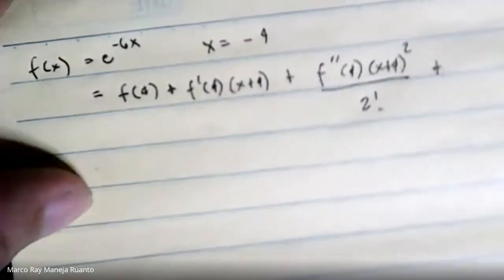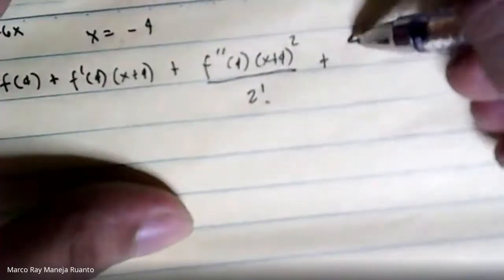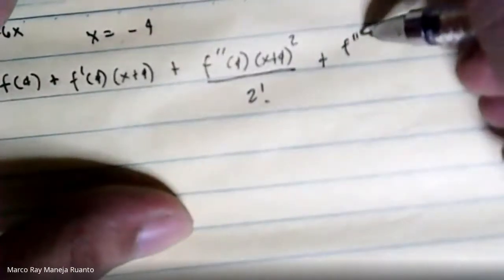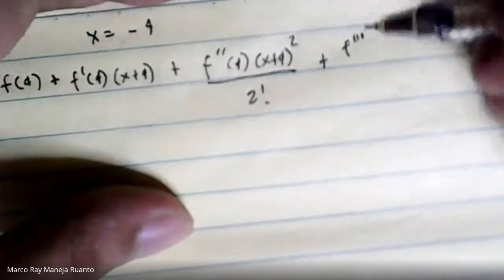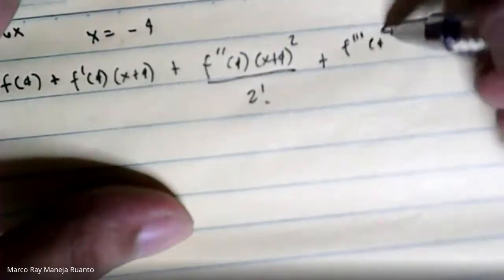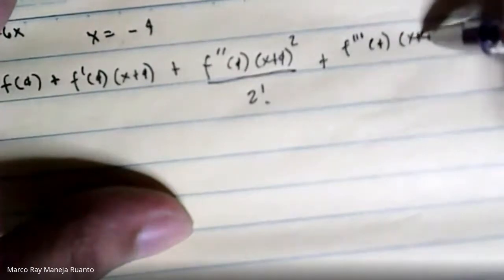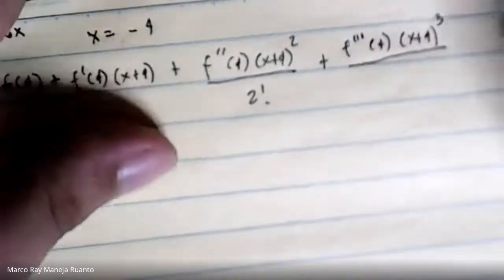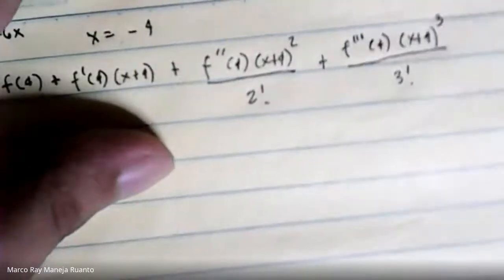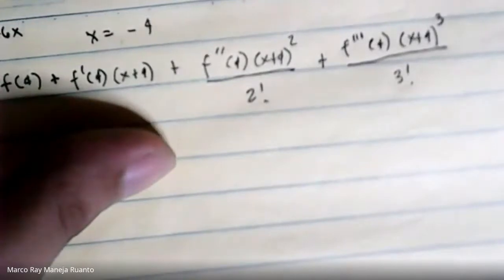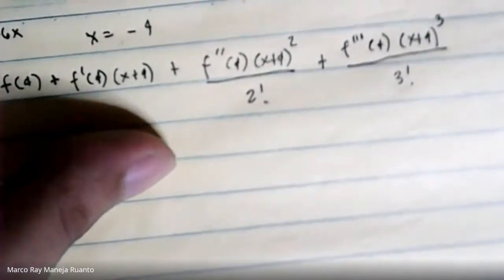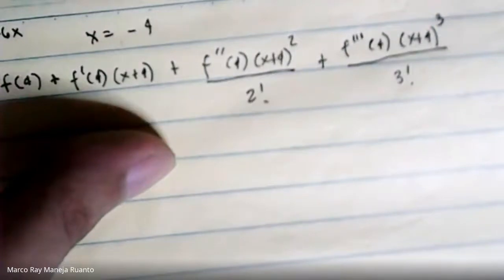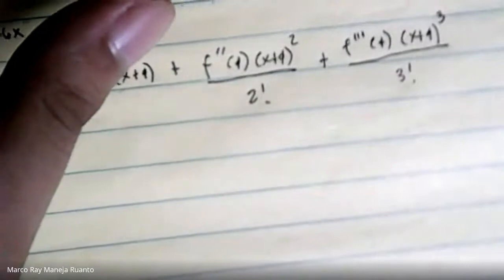plus, so let us expand, plus f triple prime of 4 times x plus 4 cubed over 3 factorial. Okay. The problem says up to the fourth partial sum: 1, 2, 3, 4. Up to the fourth partial sum.